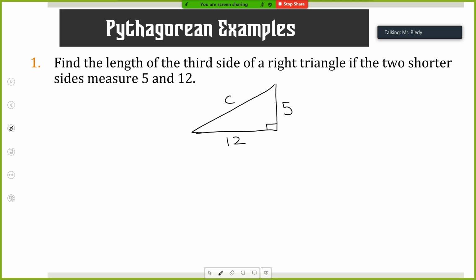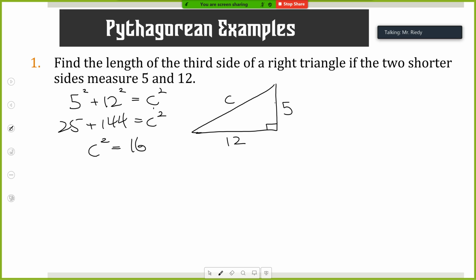Lily, how long is C? 13. Perfect. Tell me what equation you set up. 5 squared plus 12 squared equals c squared. Good. Because we know the two shorter sides, that means we're solving for the hypotenuse. So we're looking for C here. 25 plus 144. C squared is equal to 169. C is equal to plus or minus 13.